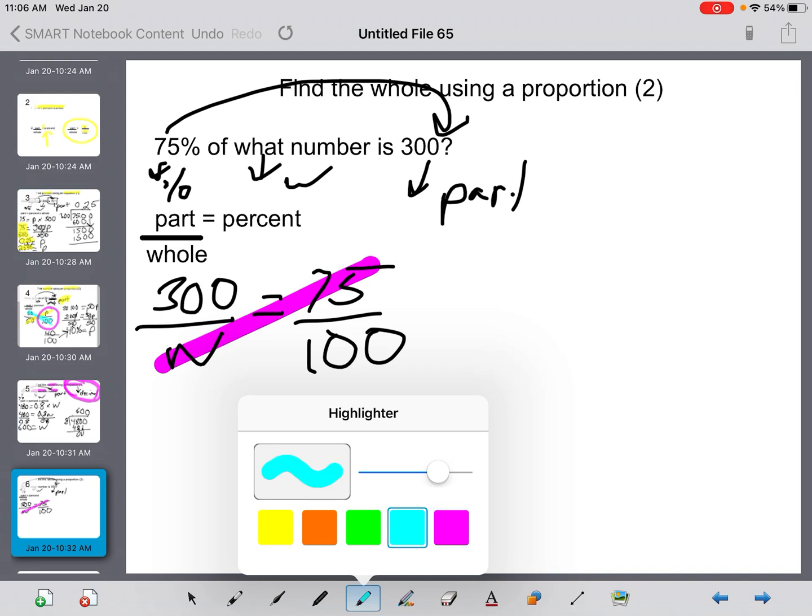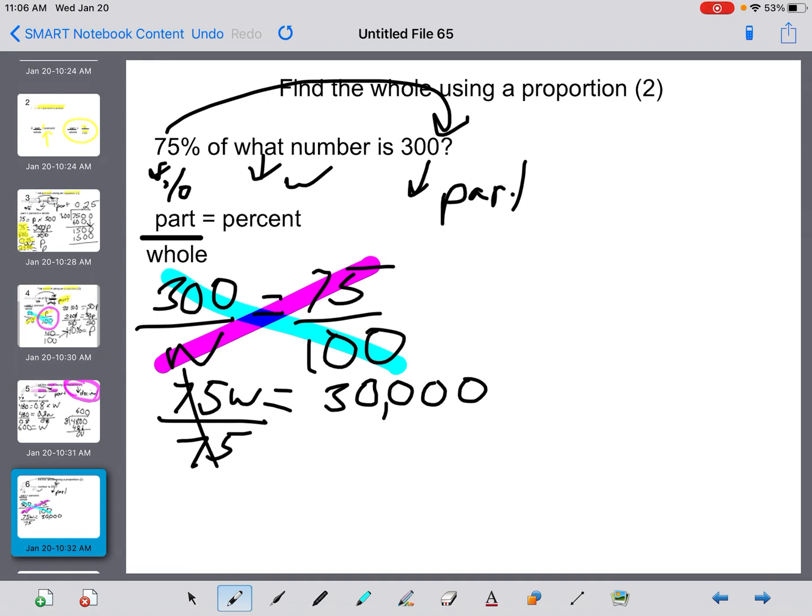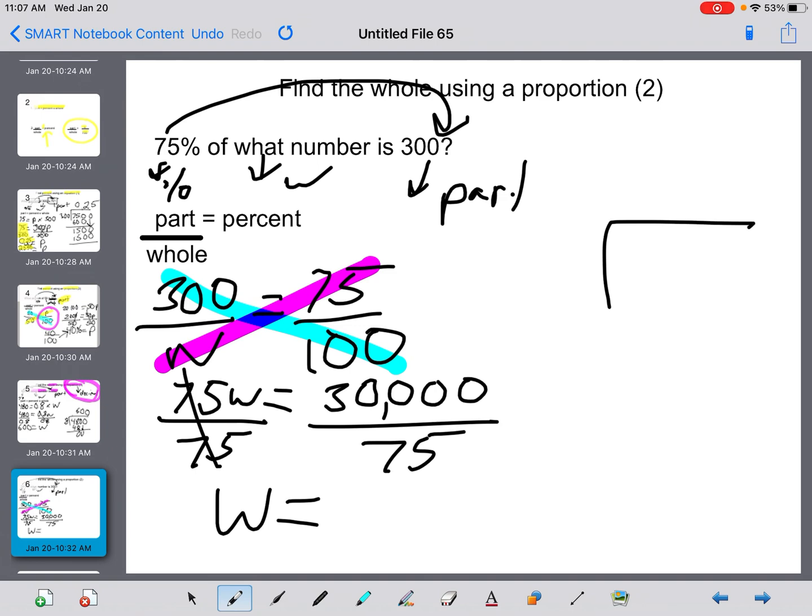Because I'm working with a proportion, I'm going to do cross products. So I get 75W equals 300 times 100. So 3 times 1 is 3. And then I'm going to add my 4 zeros. So 30,000. I want to get W all by itself. I want to isolate that variable. So I divide by 75. Cancels out, which you do to one side, you must do the other. So now I get 30,000 divided by 75.